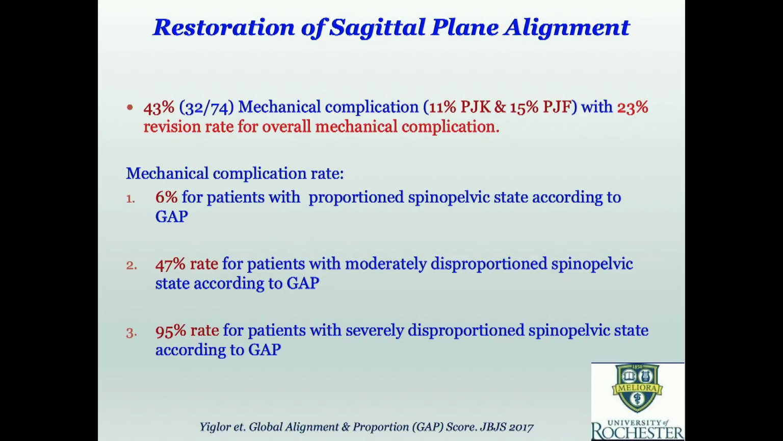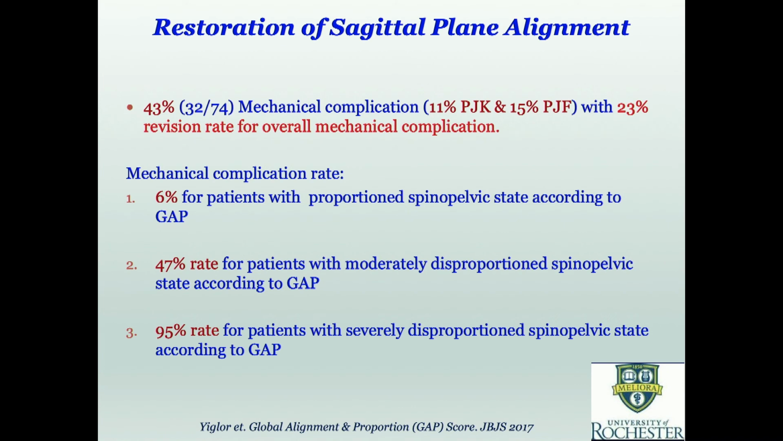So for using the GAP score, they reported 6% of patients with proportioned spinopelvic state according to the GAP score developed PJK or mechanical failure, including PJK. But that went up to 47% for patients with moderately disproportioned spinopelvic state, and up to 95% for patients with severely disproportioned state.